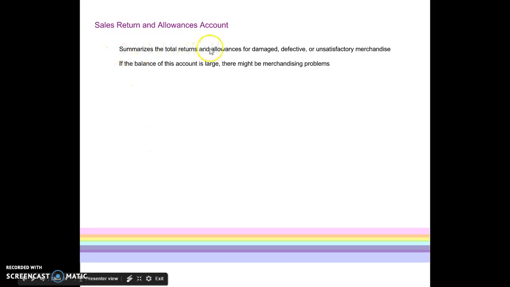The sales returns and allowances account is going to summarize the total returns and allowances for damaged, defective, and possibly unsatisfactory merchandise. If the balance of this account is large, we might have merchandising problems. So here is where, once this is accounted for, the balance of this account is going to be able to drive data-driven decision making, in which case there might be a problem in the process that needs to be addressed and fixed.